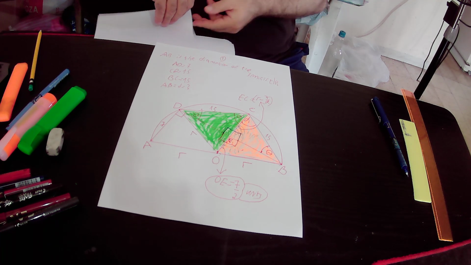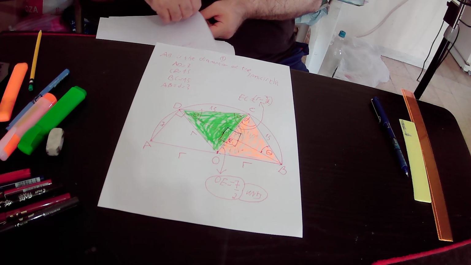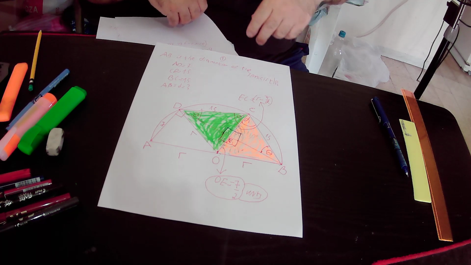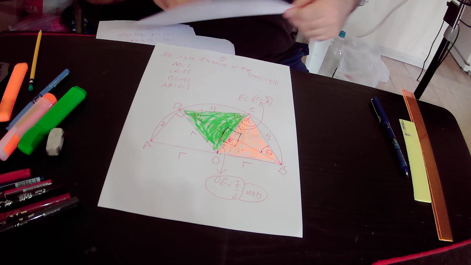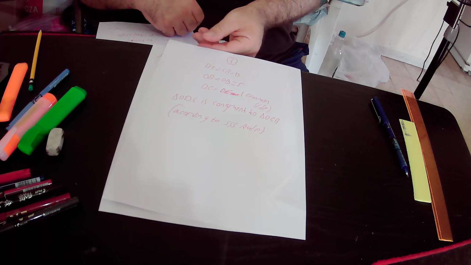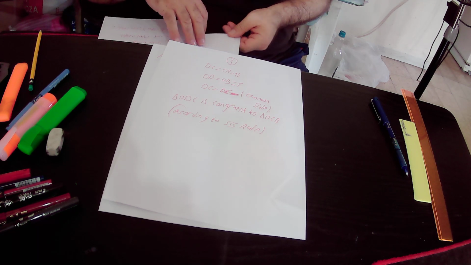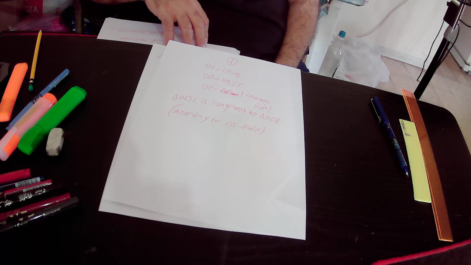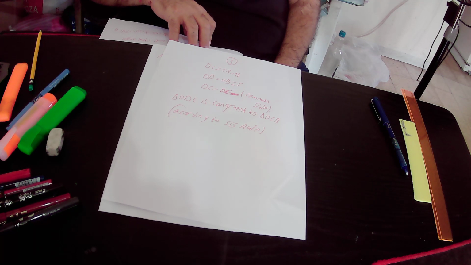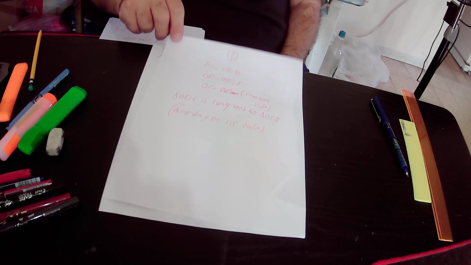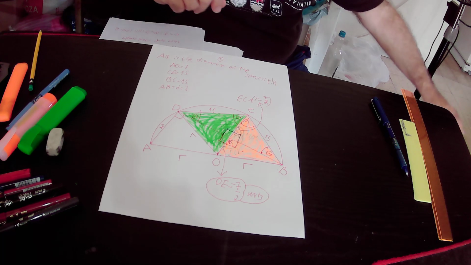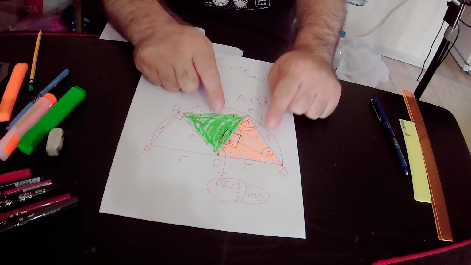So we actually proved that the three sides of the orange triangle are equal to the three sides of the green triangle. Therefore, we proved that the orange triangle is congruent to the green triangle according to the side-side-side rule. Okay? So those two triangles are congruent to each other.